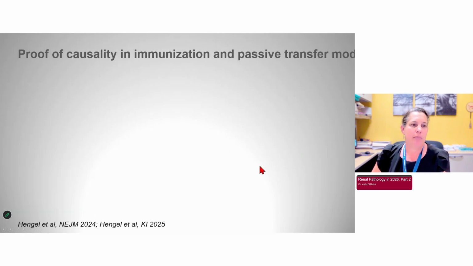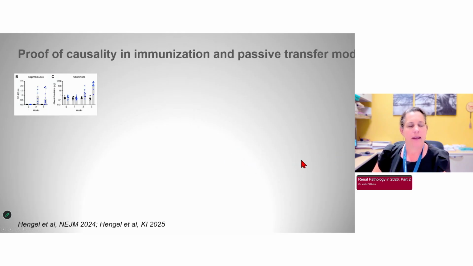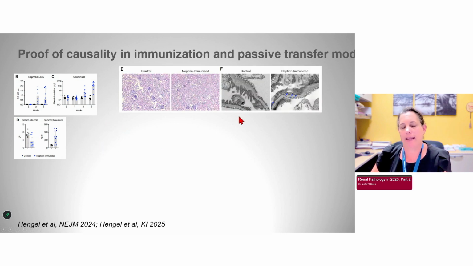There is also proof of causality, which came from immunization and passive transfer models by the Huber lab. They injected mice with nephrin peptides of the extracellular domain of nephrin, which is the target of the antibody. And they noticed that after about 2 weeks, they started developing antibodies against nephrin, and at the same time they started developing albuminuria and other features of acute nephrotic syndrome.